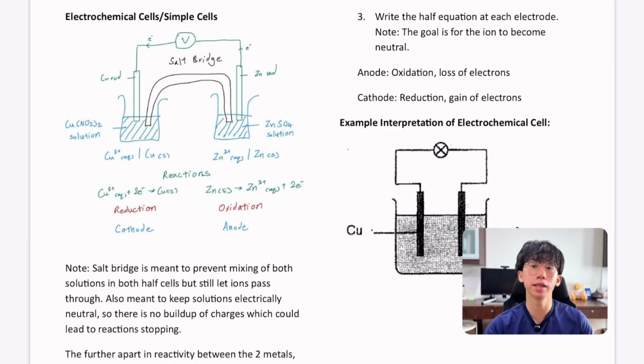Electrochemistry as a whole is a very challenging chapter in Sec 4 that you have to master in order to do well for your O-levels or your secondary school. The concepts here are quite new and quite complex, so do pay attention to this.